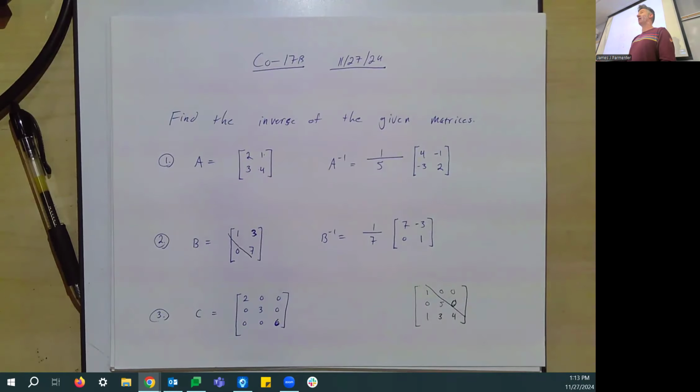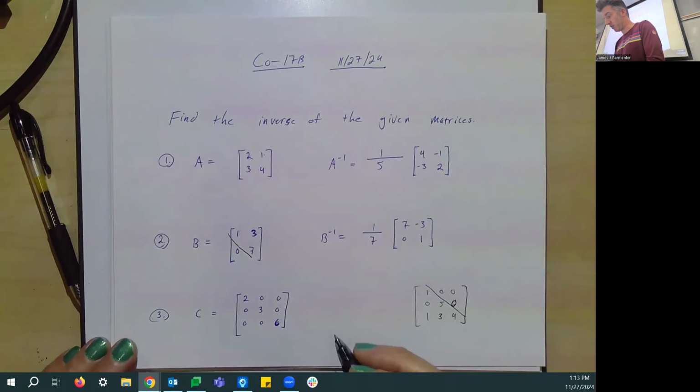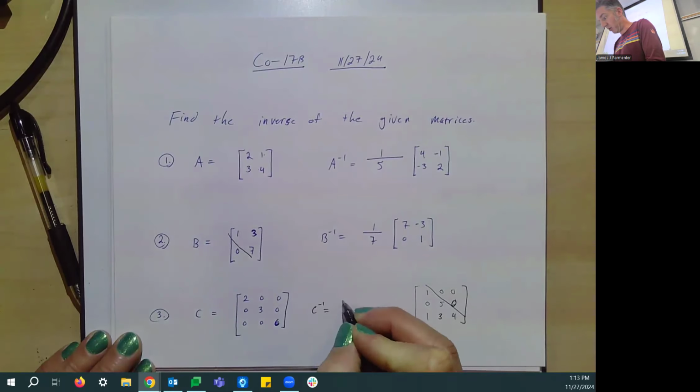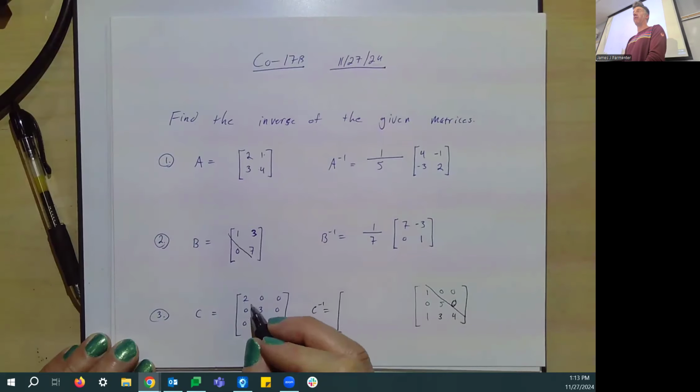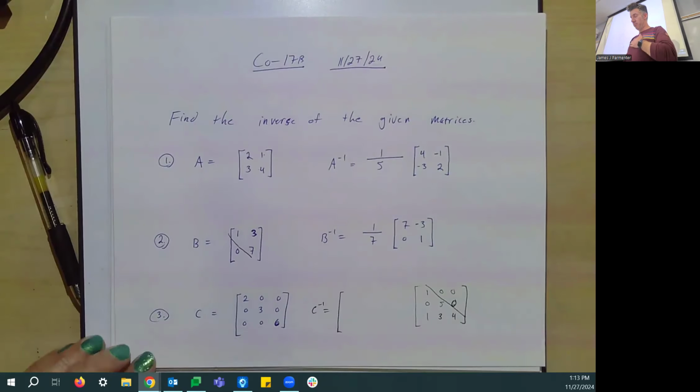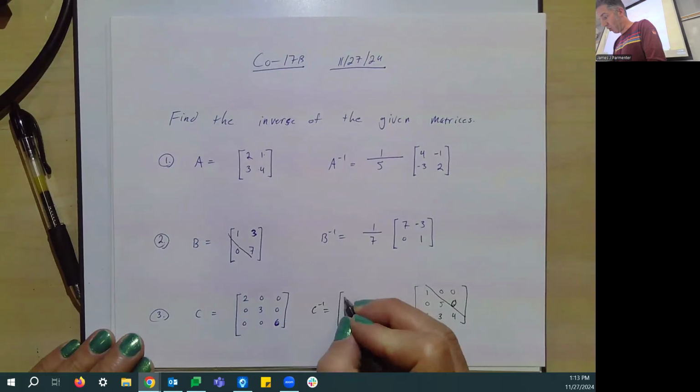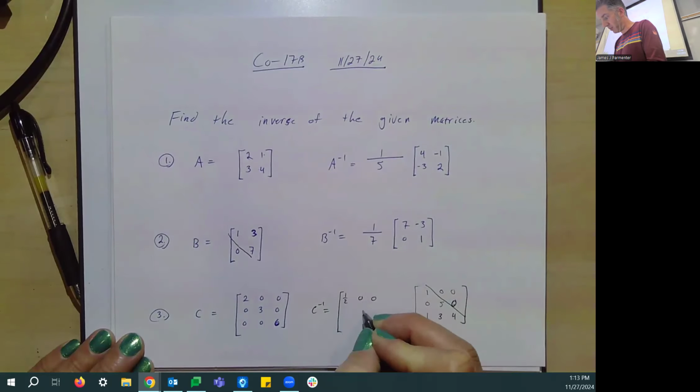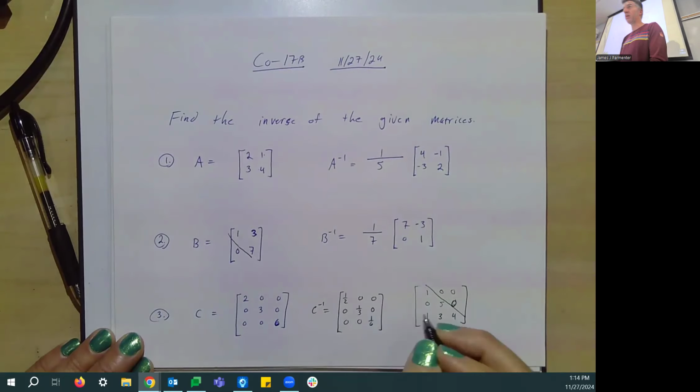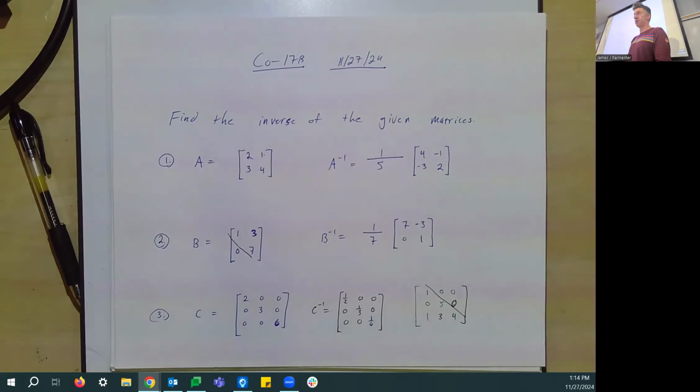They're really special because you can find their inverses super easily. The inverse here, you're literally just going to invert each of the non-zero diagonal entries. So we're going to get 1/2, 0, 0, 0, 1/3, 0, and 0, 0, 1/6. And the way you can check this is by actually multiplying these matrices together.